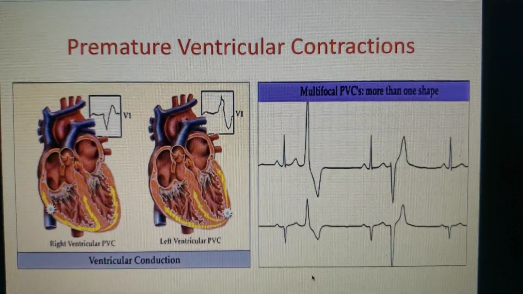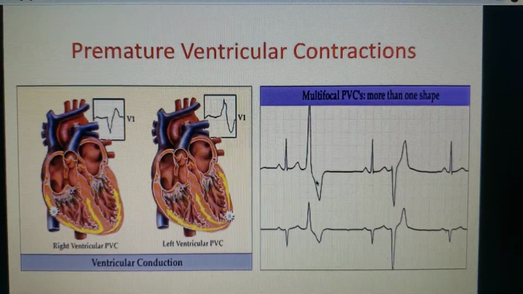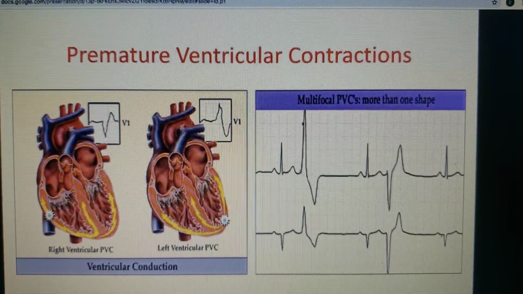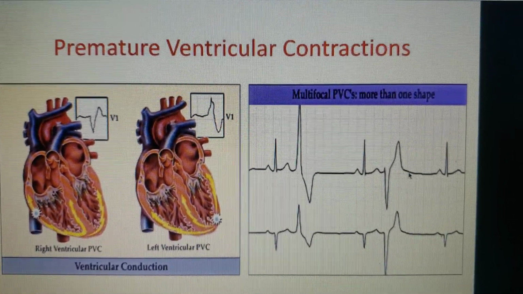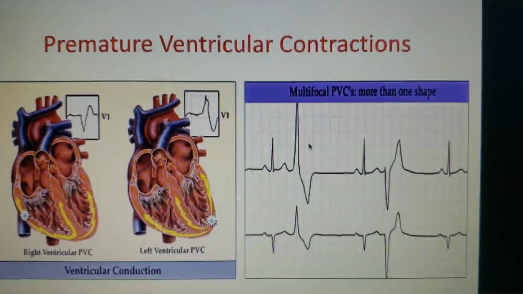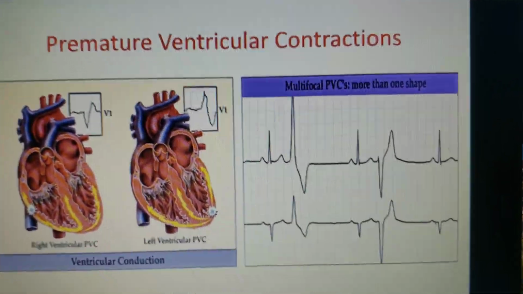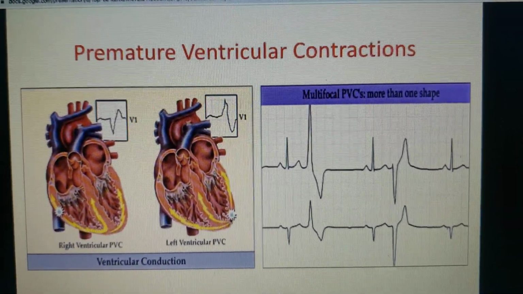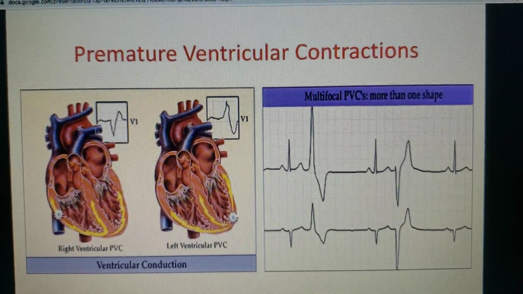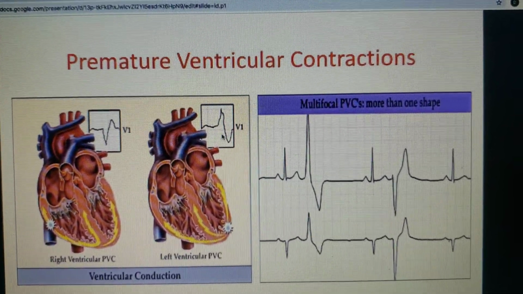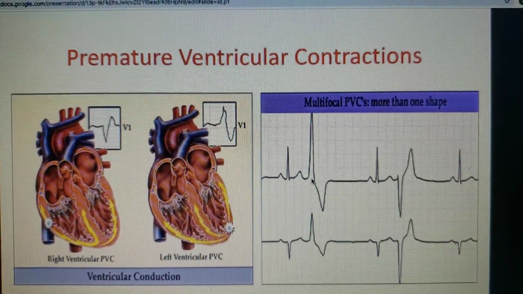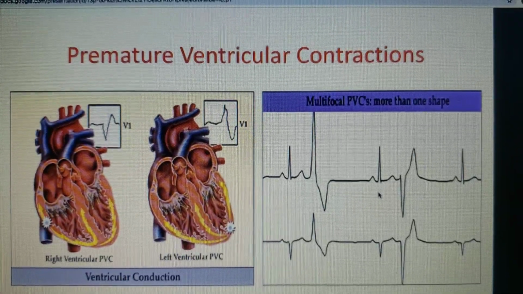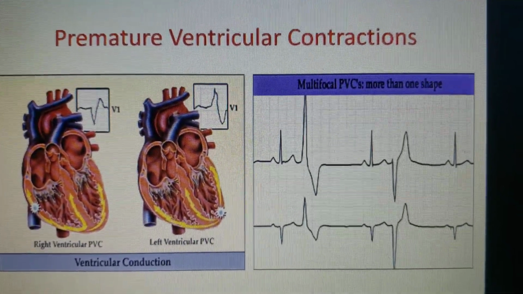Then we have multifocal coming from different areas, which means my PVCs are going to look different. Okay, when I have a PVC coming from one area and then a PVC coming from a different area, it's going to be more than one shape because it's coming from different areas. So this is kind of showing that. So if you had a PVC coming from this area, left ventricle over here, and then a PVC coming from over here, they're going to look different. Okay, and so when you see that, you see it like, oh, that's a PVC. Oh, that's another one. So that's multifocal because they're coming from different areas. Okay, more than one focus, more than one area.